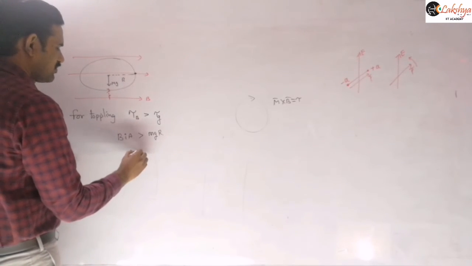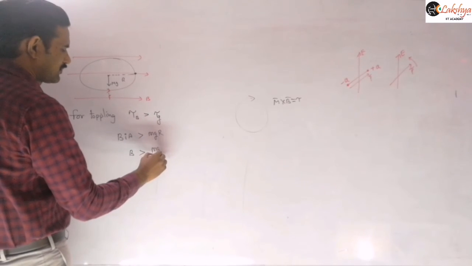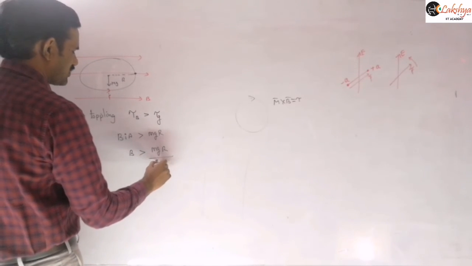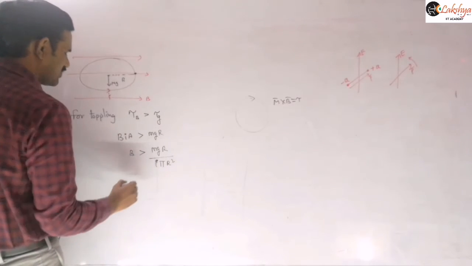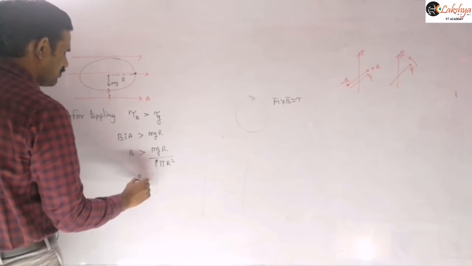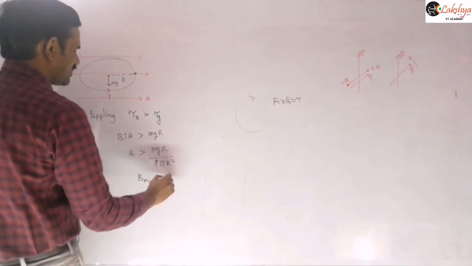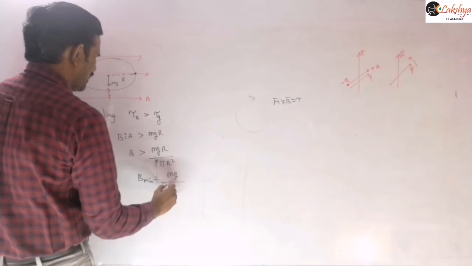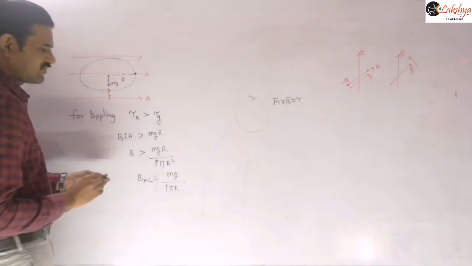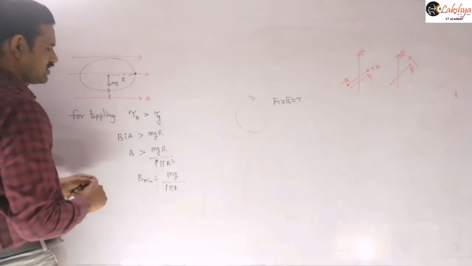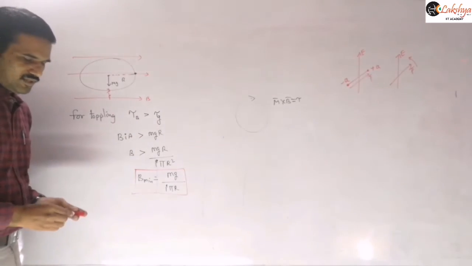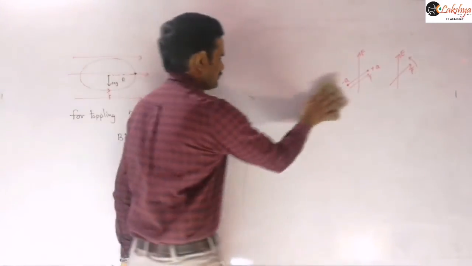Therefore the B value should be greater than mgr by I into pi r square, where A is written as pi r square. So the minimum magnetic field required we can write as mg by I pi r. This is the minimum magnetic field required to turn this circular loop.